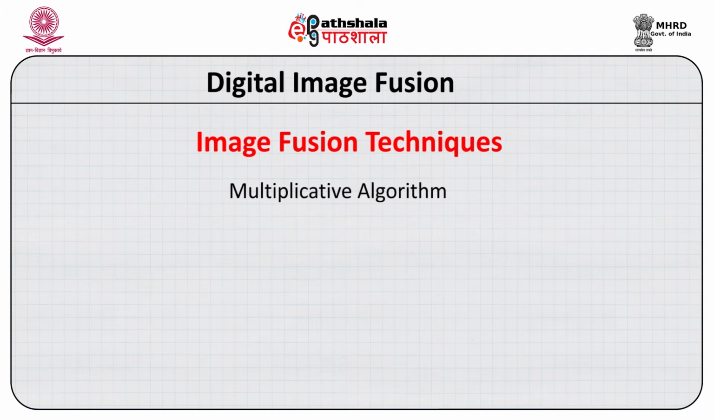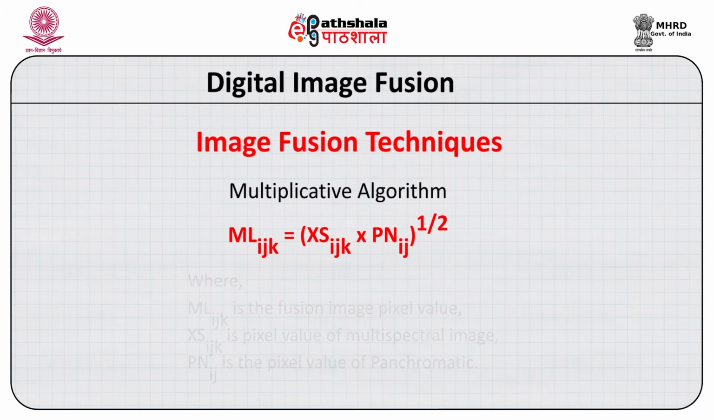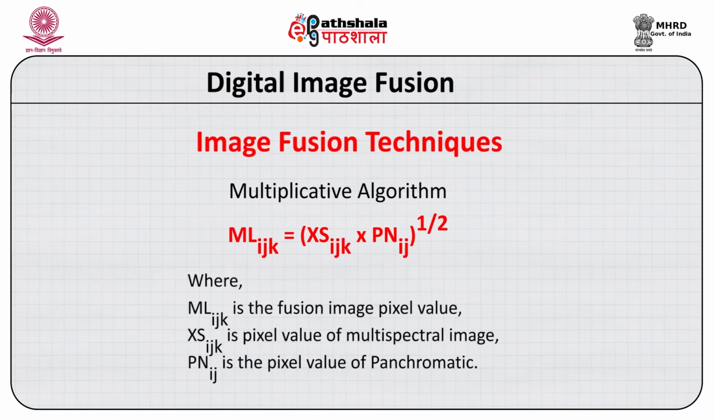Come to the multiplicative algorithm. Multiplicative transformation is a simple multiplication fusion method. Its fused image reflects the mixed message of low resolution images and high resolution images. The fusion algorithm can be written as ML = XS × Pn^(1/2), where ML is the fusion image pixel value, XS is the pixel value of the multispectral image, and Pn is the pixel value of the panchromatic image. The multiplicative algorithm stretches the histogram of all MS bands and decreases the standard deviation values.